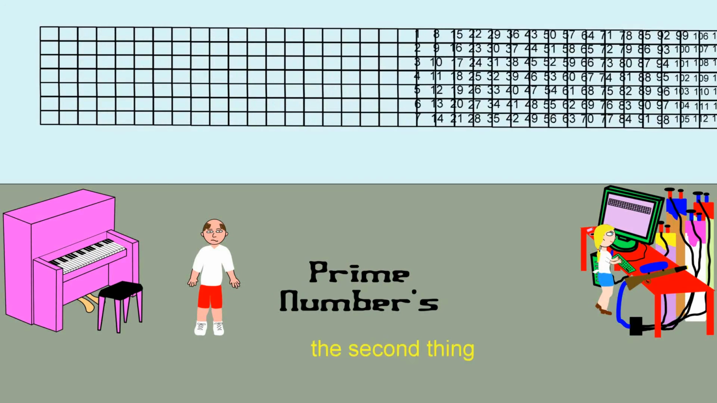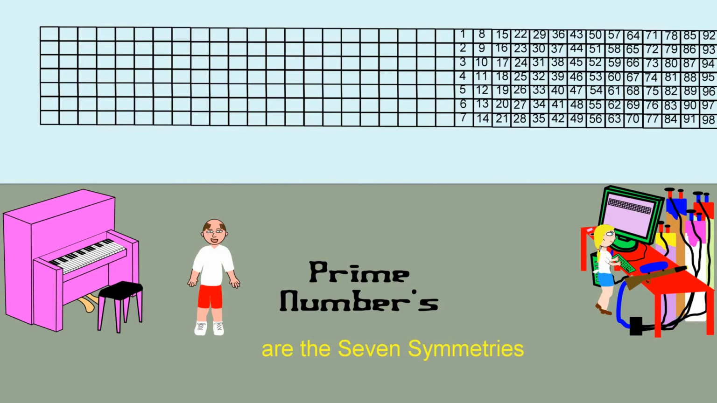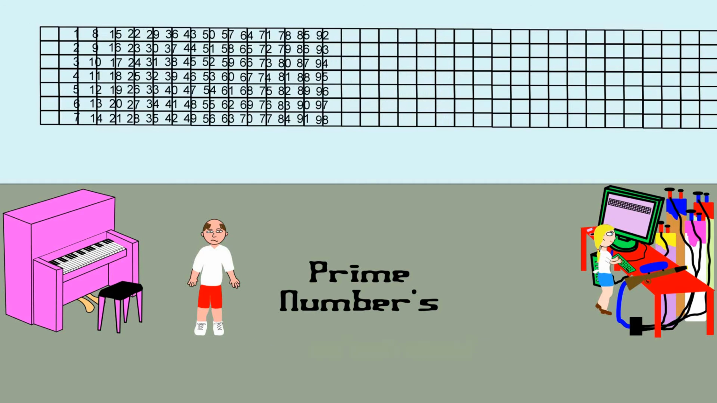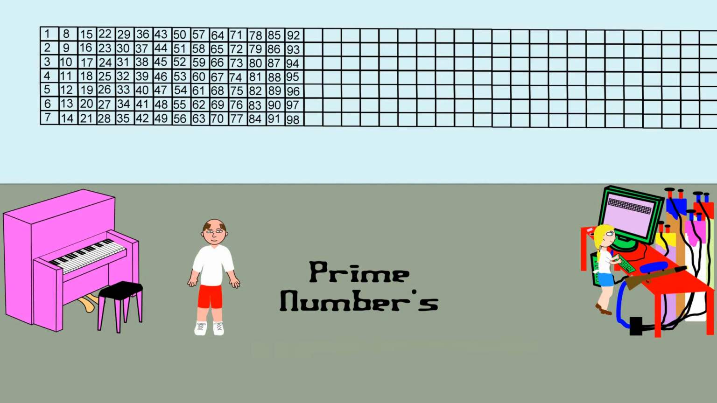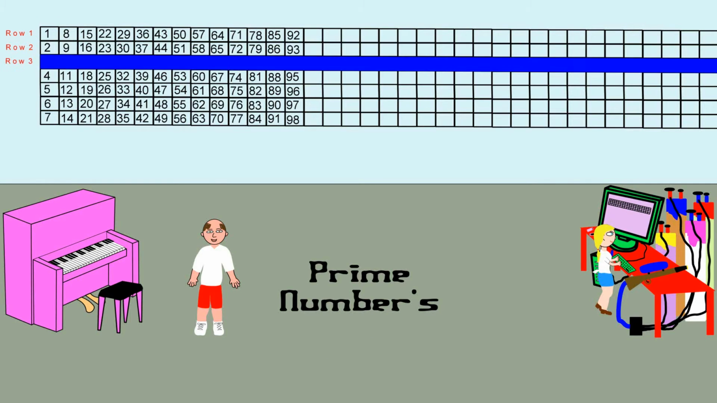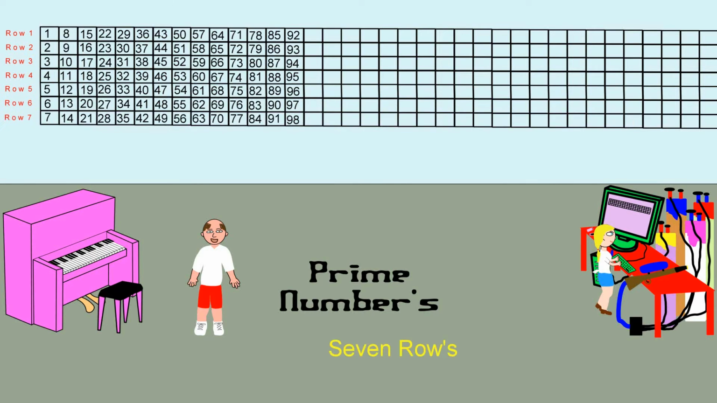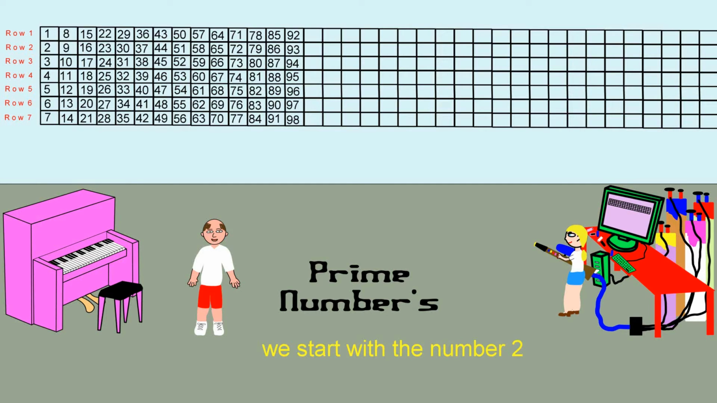Okay, the second thing I'm going to show you are the 7 symmetries. These symmetrical patterns are each related to a specific row on the grid. Claire will demonstrate what a row is. Seven rows. Now we can't start with the number 1 because its symmetrical pattern is every number. We start with the number 2.